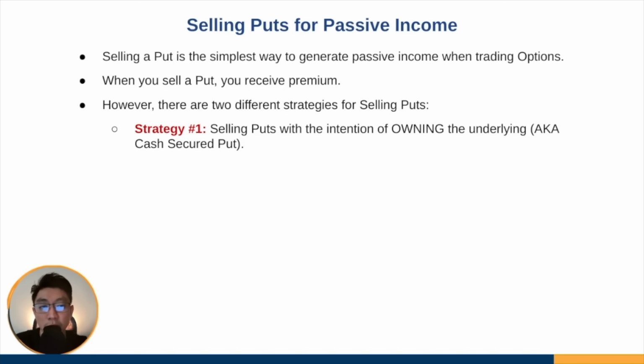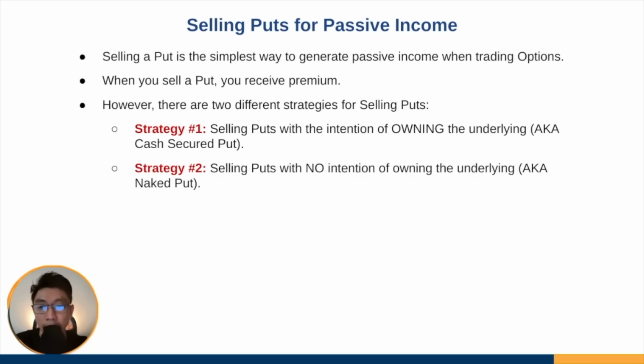You want to get long the shares. This strategy is also what you call the cash secured put. That means you want to ensure that whatever strike price you choose, you have enough cash in your account to fulfill the obligation of getting those shares, at least 100 shares for each put that you sell. Now, strategy number 2 is selling puts with no intention of owning the underlying. In this case, the strategy is what is called the naked put. You're only selling the put option to get the premium, and you're not trying to profit from the capital gains.